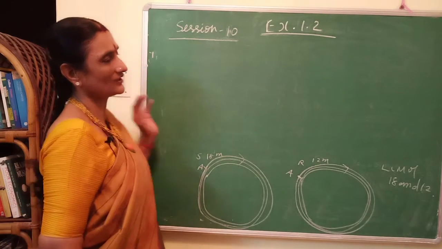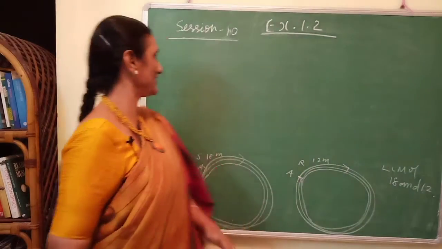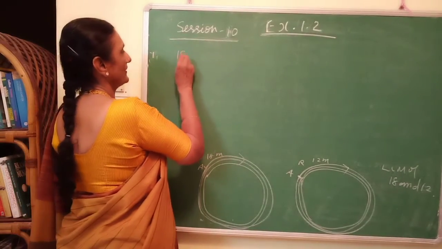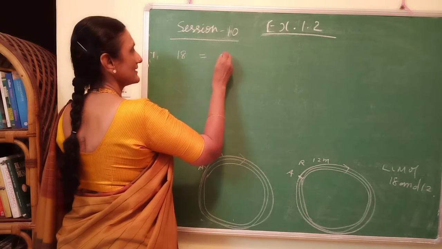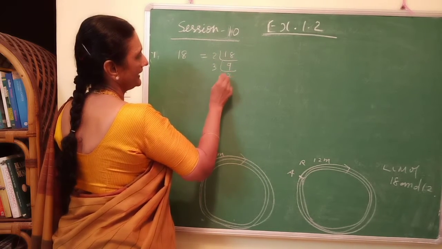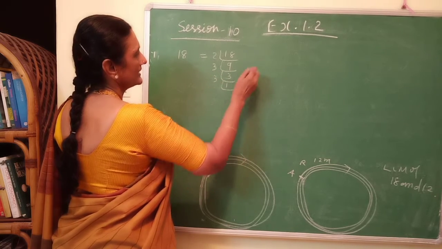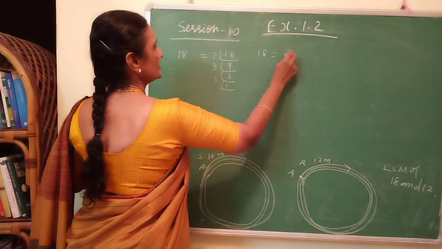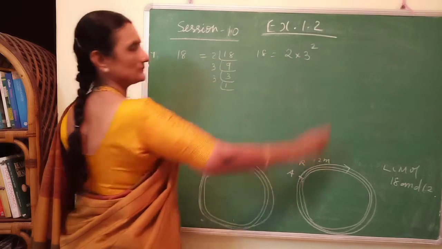So, what have we concluded? It is the LCM of 18 and 12. So, we have to prime factorize. 18 divided by 2 is 9, then 3, 3, and 3, 1. So, we get 18 is equal to 2 into 3 power 2.